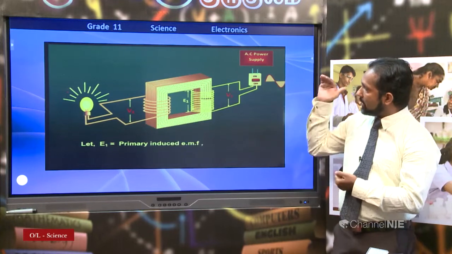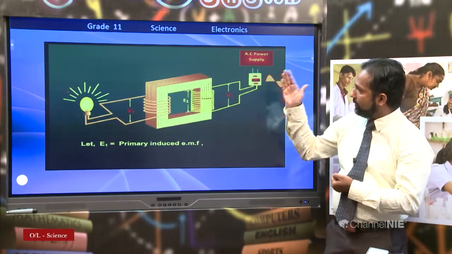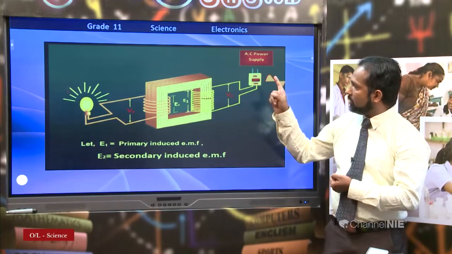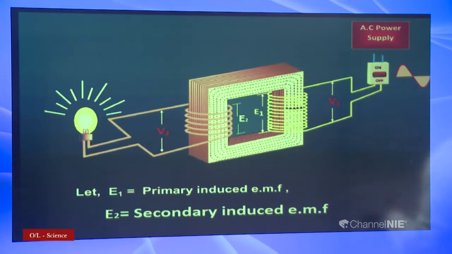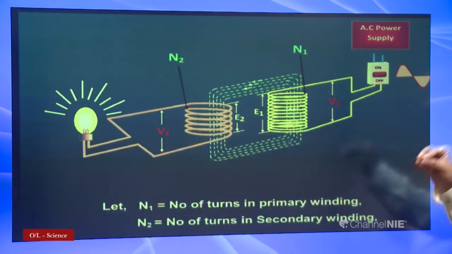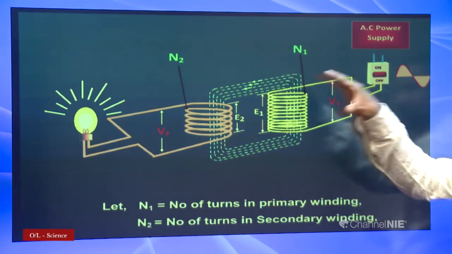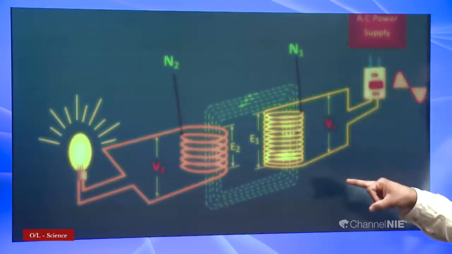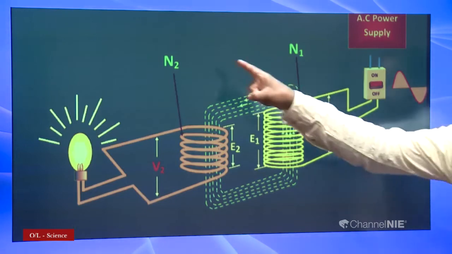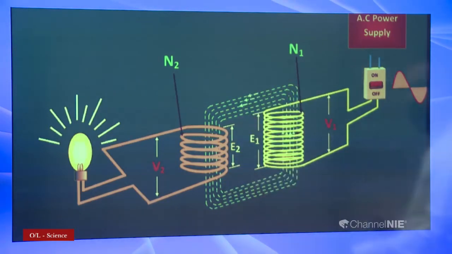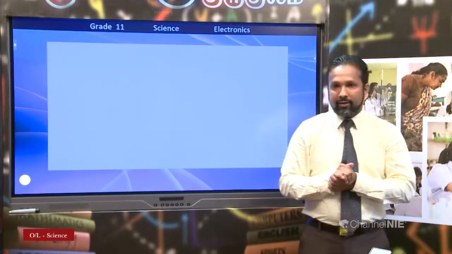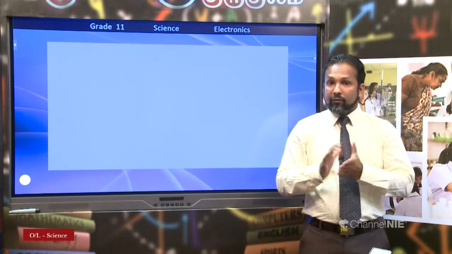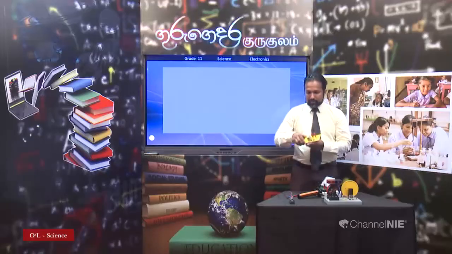Here, we have to supply only a varying current. A varying current means an AC current which generates a varying magnetic flux. That means a varying magnetic flux is essential for the function of a transformer. I'll explain it to you later. This is N1, meaning the number of turns in the primary coil, N2 means the number of turns in the secondary coil, V1 means primary voltage, V2 means secondary voltage. Right. Now, I'm going to demonstrate another simple activity to study the function of a transformer. Here, this is a transformer.